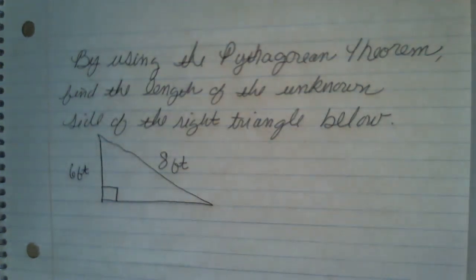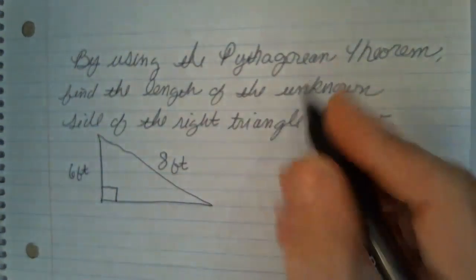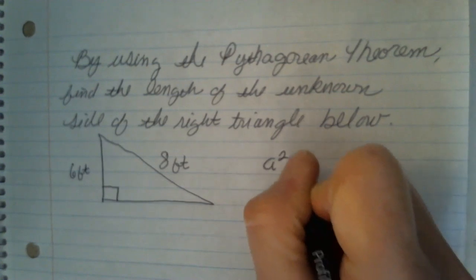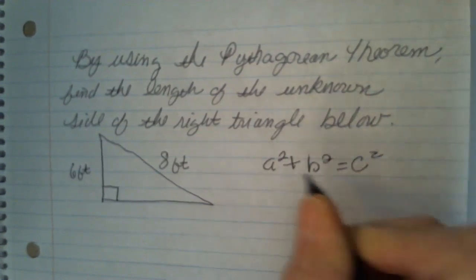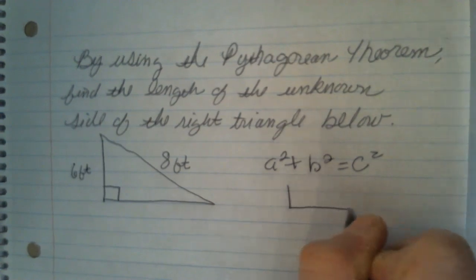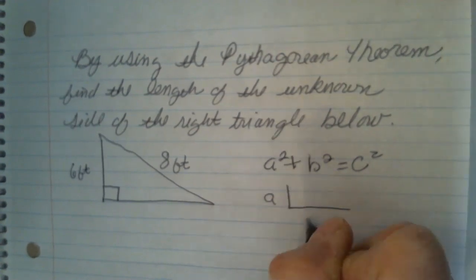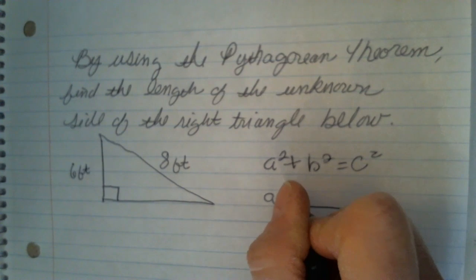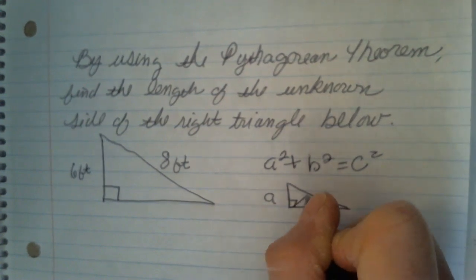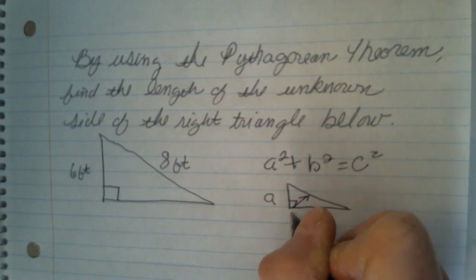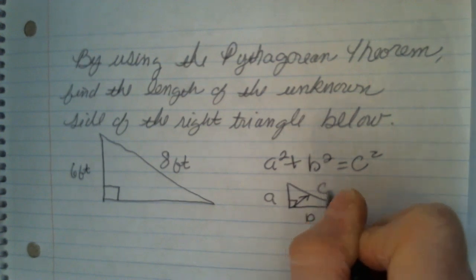The first thing we have to know is the Pythagorean theorem, which simply is a squared plus b squared equals c squared. The a and b represent the legs of a right triangle, and the c represents the hypotenuse, which is the side directly across from the right angle.